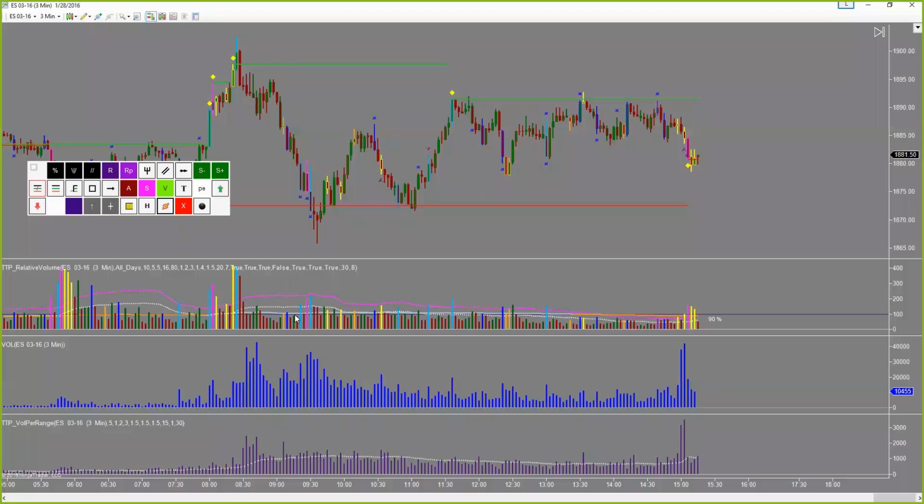So it's essentially going to take the relative volume and make it 100 times more efficient.